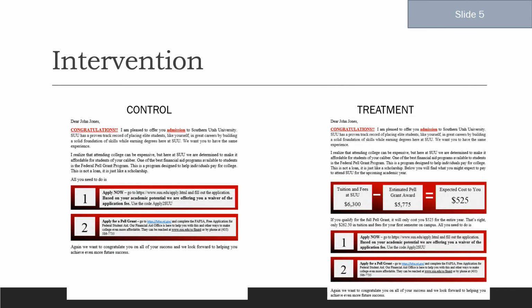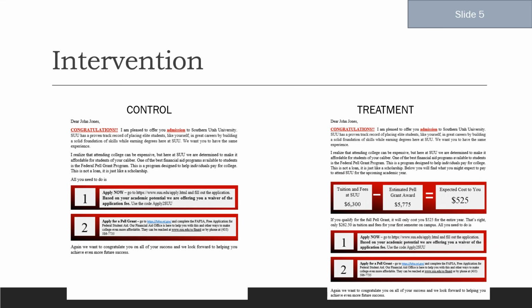Now here are the letters, or the informational nudge, that the students received. The control group were given automatic admission into the university and then provided useful links that they could click and go to, and individuals they could call to learn more about the financial aid decision to attend the university.